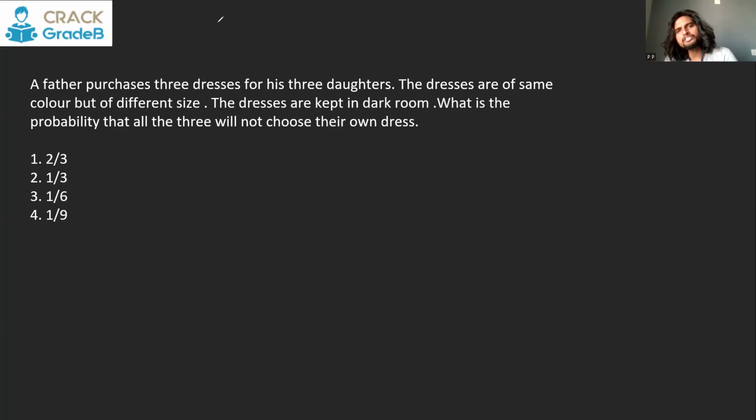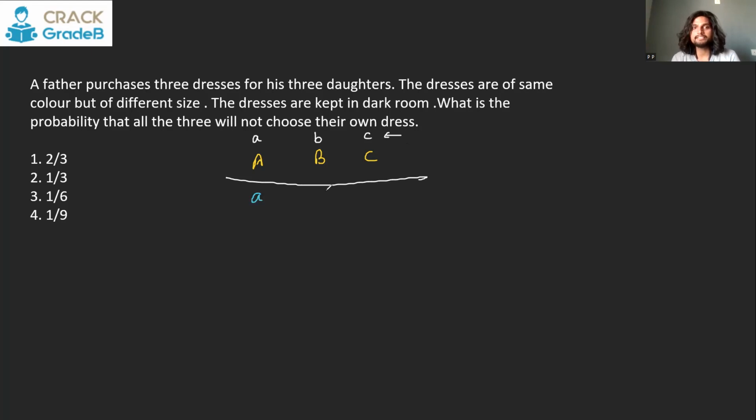Whereas even if you can just write the sample space, that means all the possible outcomes, then the question becomes very easy. Consider that the names of the daughters are capital A, capital B, and capital C. And the dresses that he bought, size-wise, are: A is the dress for A, B is the dress for B, and C is the dress for C. Now he keeps all these 3 dresses in the dark room. And the 3 went and picked one dress each. So what are all the possible outcomes?